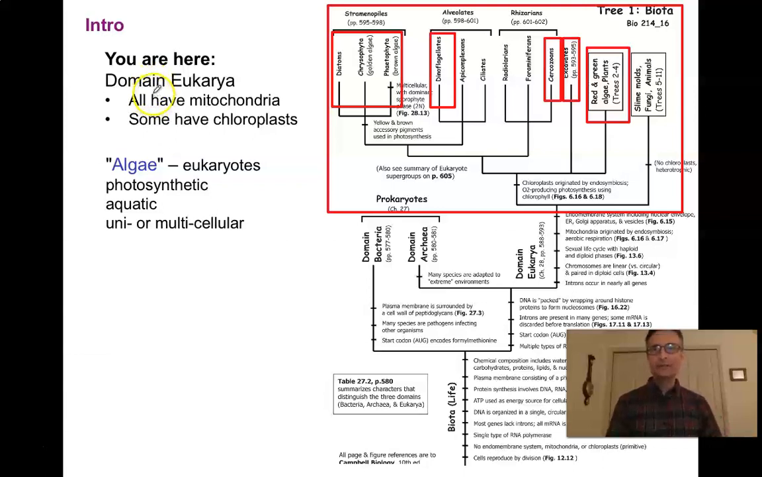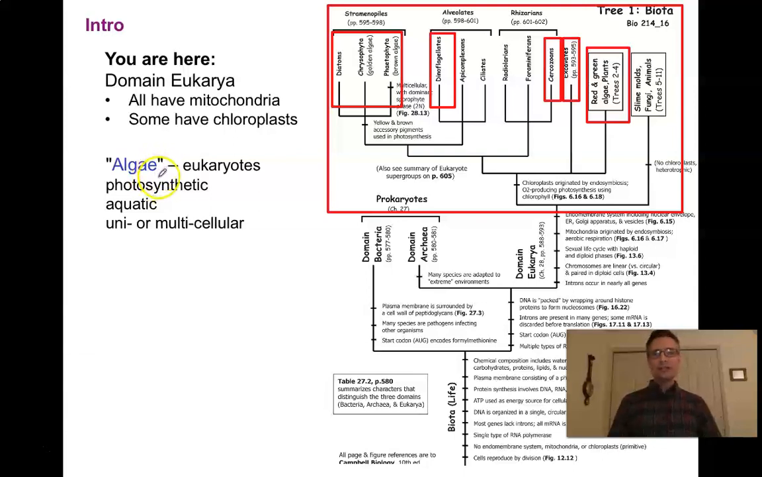But in particular, I'd like to remind you that all eukaryotes have mitochondria. Those are the organelles that perform aerobic cellular respiration, and some of them have chloroplasts. And it's this latter group of eukaryotes that we're going to particularly look at in this lecture, those eukaryotes that have chloroplasts. And so this gets us to the concept of what we're going to talk about today, which is algae.